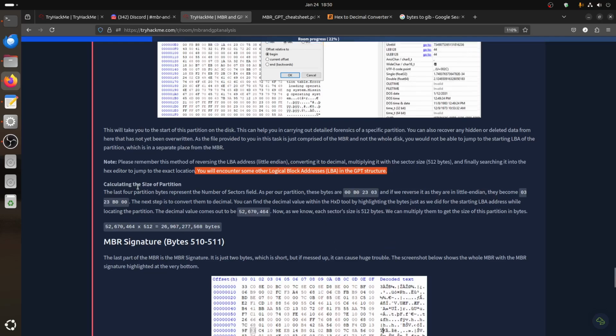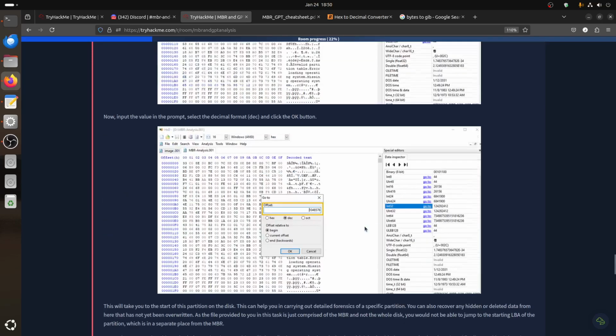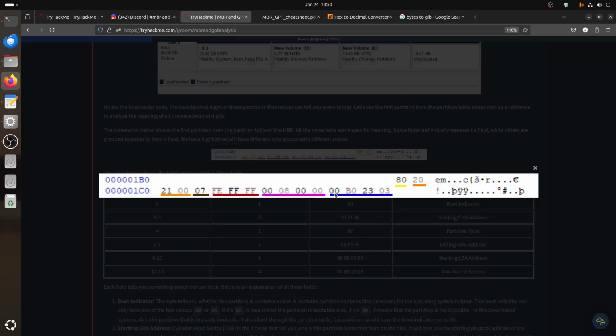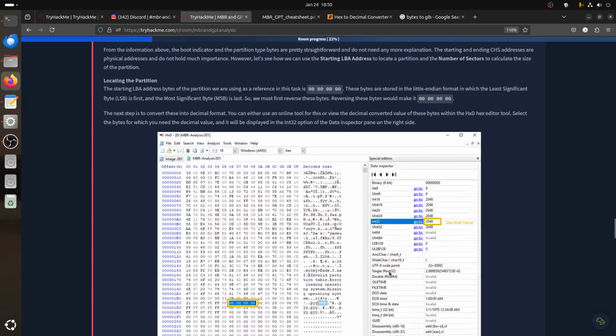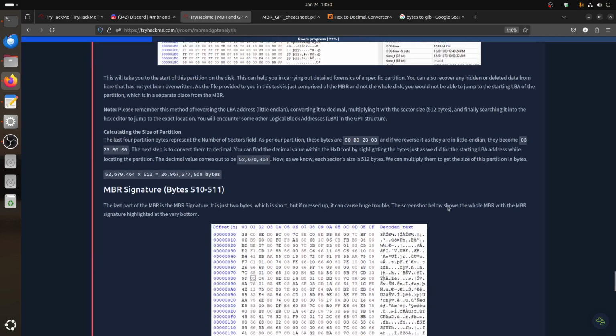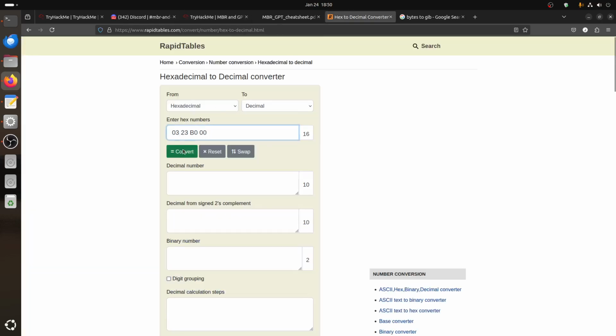Know the size of the partition. Down here, how do we calculate the size? No, the last one, like in this screenshot example. What is the size of the partition again? First of all, you reverse it because they were little endian, so they become 03. Next step is to convert them to decimal. Where is my hex to decimal converter?